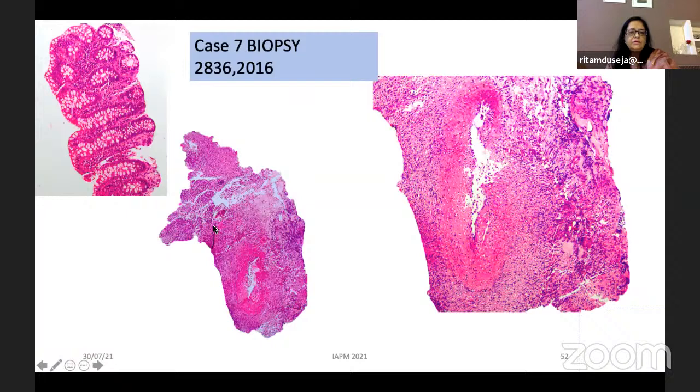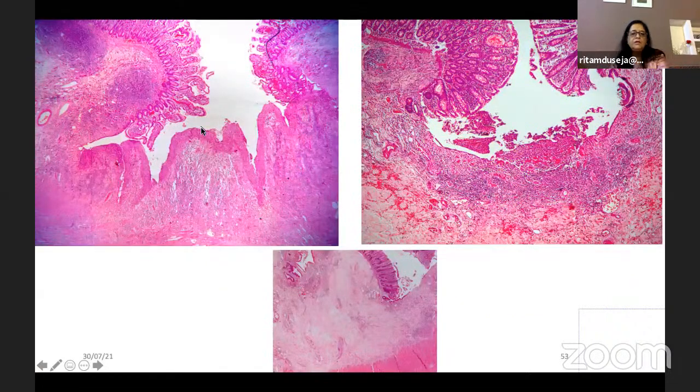Now another GI biopsy where multiple tissues were sent. Most of them were normal except for one which had this kind of acute arteritis, and after that we received a resection. So I've put these slides just to show how on resected specimens we tend to pick up arteritis.